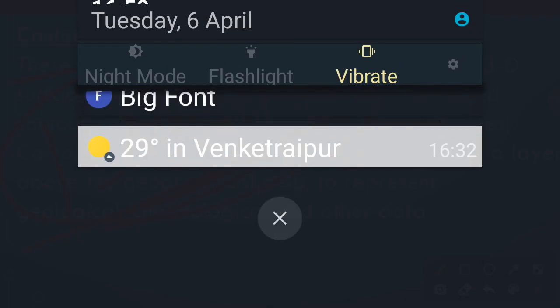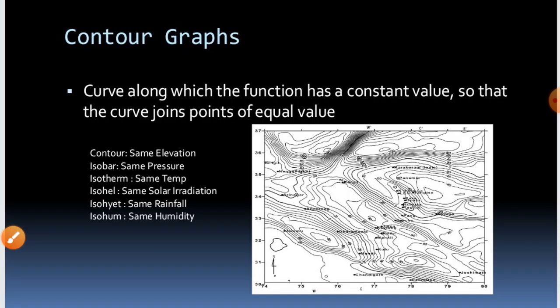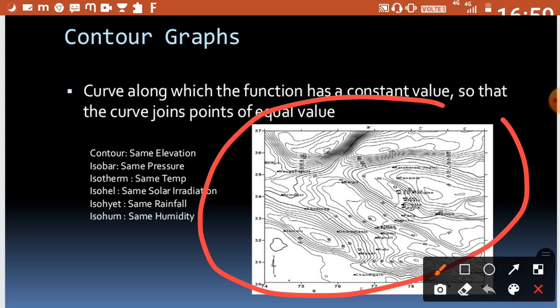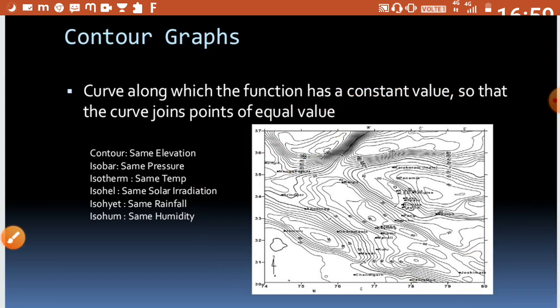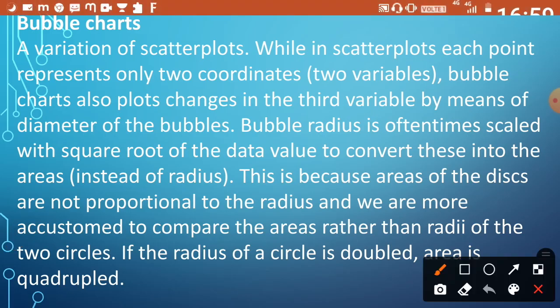Okay. So this is your contour graph. We have seen this type of graph in physical oceanography, right? This is your contour, the points having the same pressure. Yes, we can say it joins the points having the same values or equal values. Okay, that was about your contour chart.